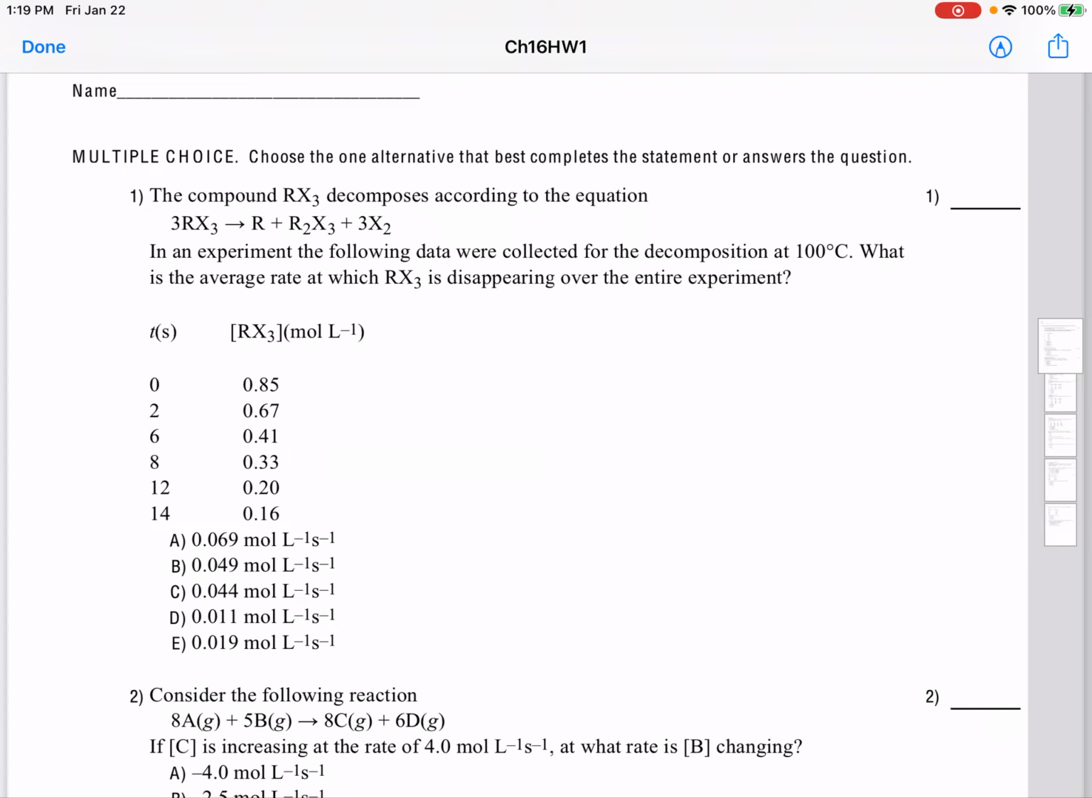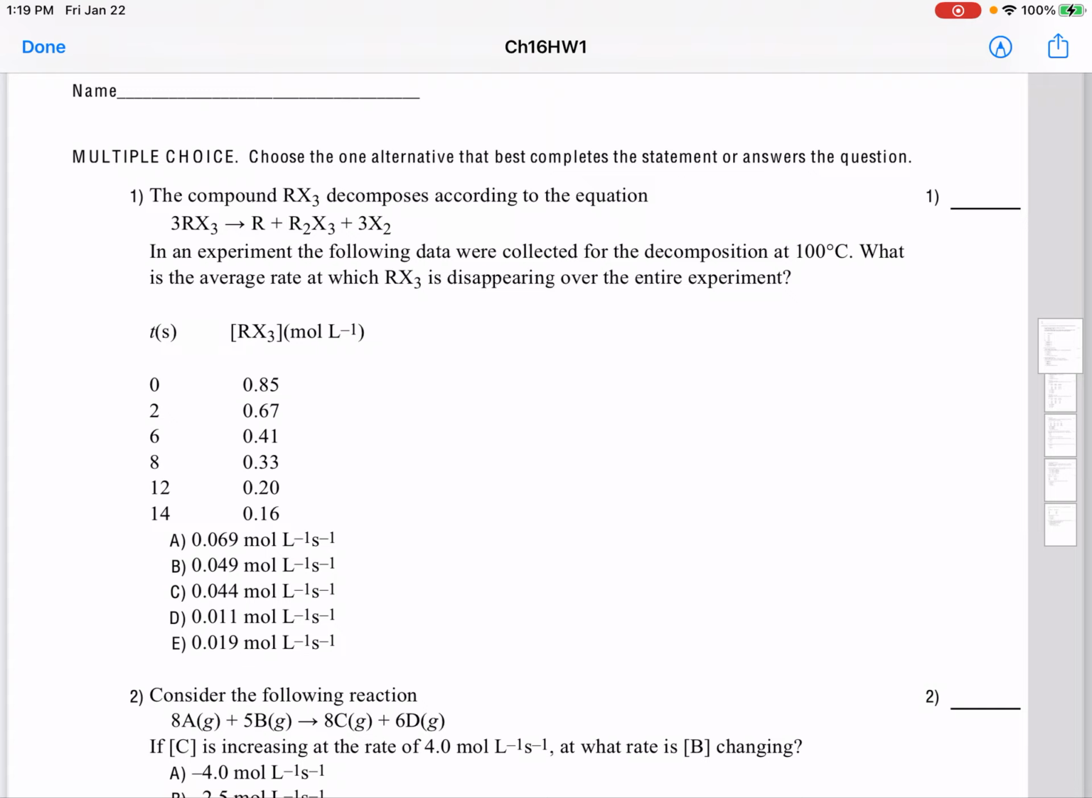Okay. The compound Rx3 decomposes according to the equation 3Rx3, and given, right? In an experiment, the following data were collected for the decomposition at 100 degrees Celsius. What is the average rate at which Rx3 is disappearing over the entire experiment? Now, when you say average rate, that means from 0 to whatever the time that the experiment has been run, we have to take the data into consideration.